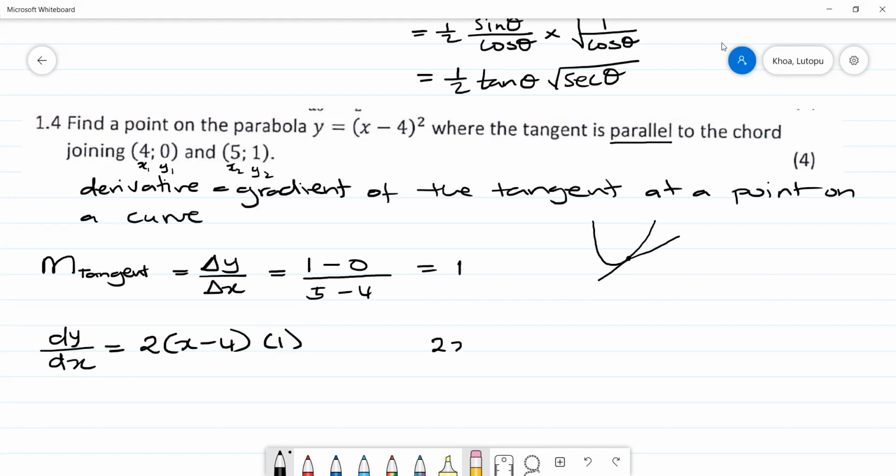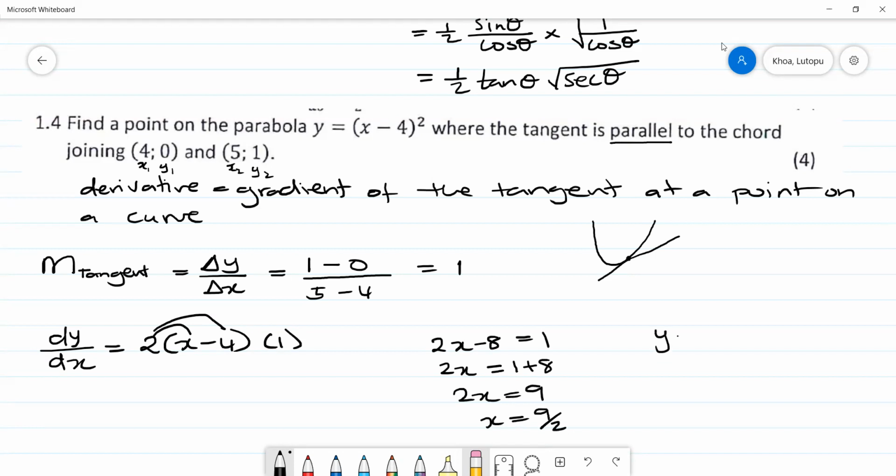So we say 2x minus 8, so I multiplied out, is equal to 1. So 2x is equal to 1 plus 8. So this means 2x is equal to 9. So x is equal to 9 over 2. So now I need the y coordinate.